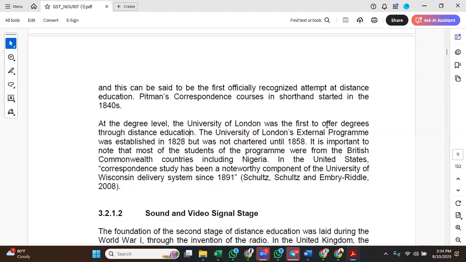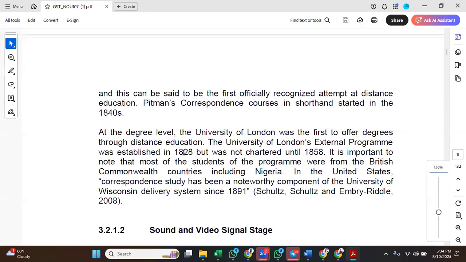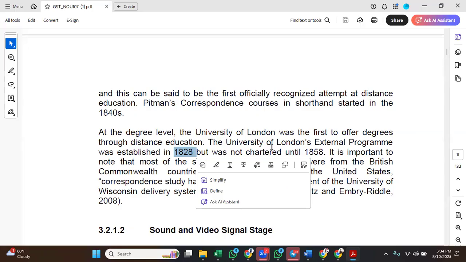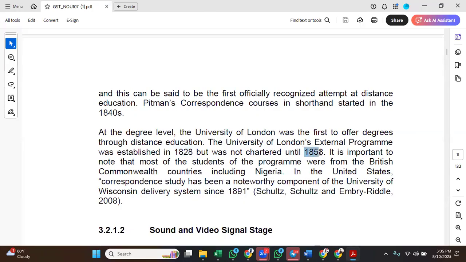Okay, that's all. 1828. Look at it on the screen. 1828, that was the year they started the program. But it was not chartered until 1858. That was when they chartered it.